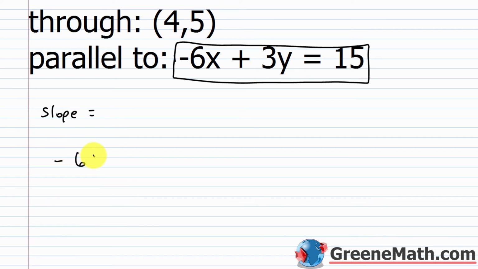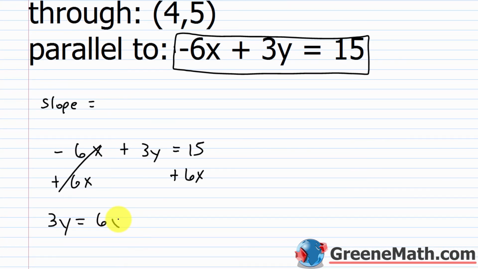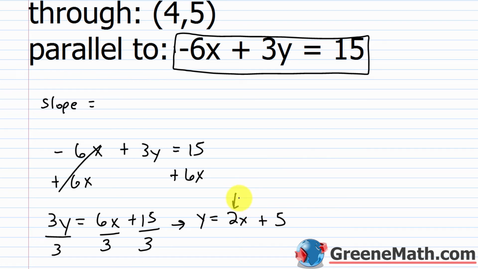So negative 6x plus 3y equals 15. Add 6x to both sides of the equation. That's gone. 3y equals 6x plus 15. Divide this by 3, divide this by 3, and this by 3. So I get y equals 6 over 3 is 2, so 2x plus 15 over 3 is 5. So y equals 2x plus 5. Remember, in slope-intercept form, y equals mx plus b. M is your slope, so 2 here is the slope. So the slope is 2.